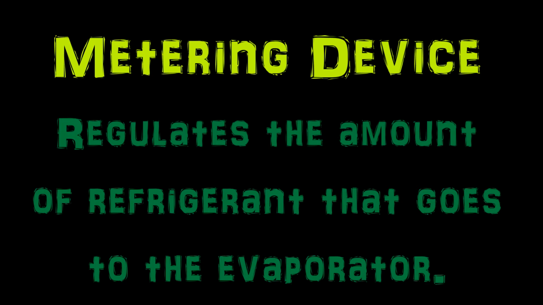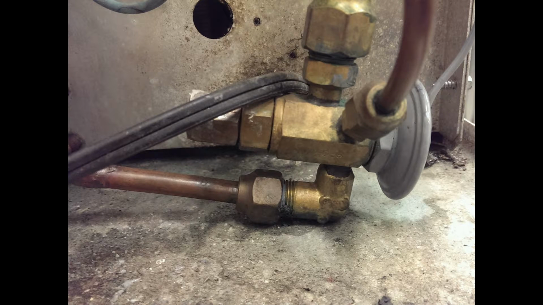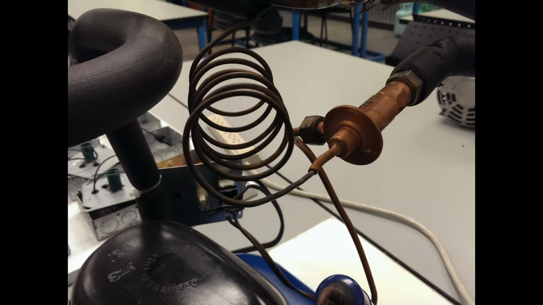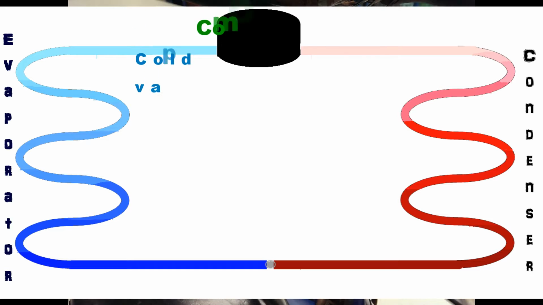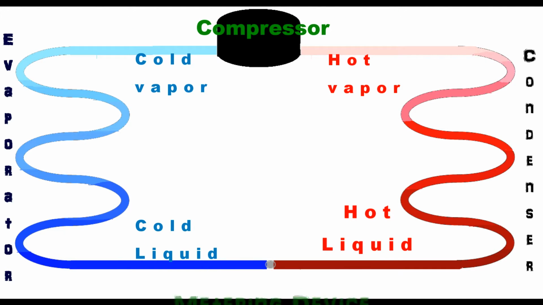Next we have the metering device. It regulates the amount of refrigerant that goes to the evaporator. There's one type, it's a type called a TXV. There's another TXV. So here's the whole system: the evaporator, the compressor, the condenser, and the metering device.